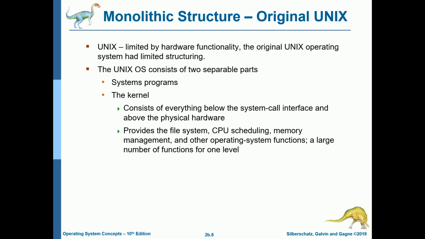Looking at each one of these one at a time, the simplest structure for organizing an operating system is no structure at all. That is, we place all of the functionality of the kernel into a single static binary file that runs in a single address space. This approach is known as the monolithic structure, and it is a common technique for designing operating systems. The original Unix was a monolithic structure. In this case, the kernel consists of everything below the system call interface and above the physical hardware. It provides the file system, CPU sharing, memory management, and other operating system functions. A large number of functions for one level.